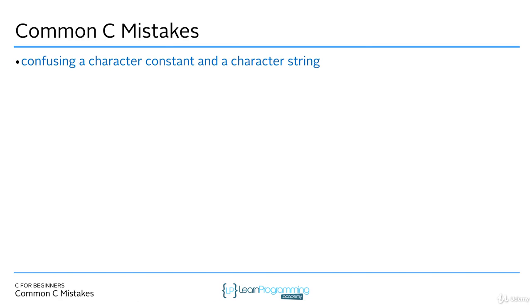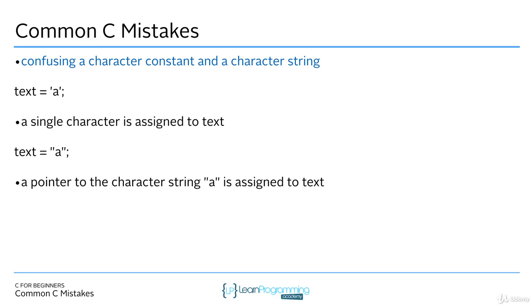Confusing a character constant and a character string. So here, if we have text equals 'A' inside single quotes, that's a single character that's assigned to text. If we have a variable named text and we assign it "A" in double quotes, that's a pointer to the character string. Right? That is not valid for a single character.